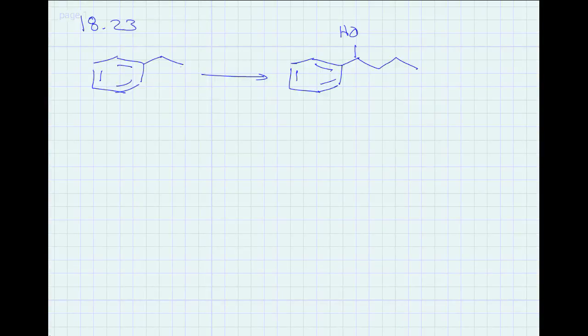All right, let's take a look at question 18.23 from Klein, where we're starting with ethylbenzene. So we start with ethylbenzene, which has 2 carbons off of the benzene ring, and we generate this compound that has a secondary alcohol, and we have 4 carbons off the ring. So that means we're going to need to add carbons at some point. So let's see how we might do this.